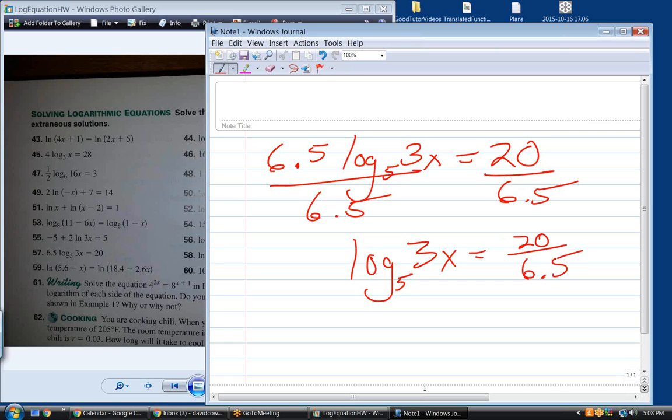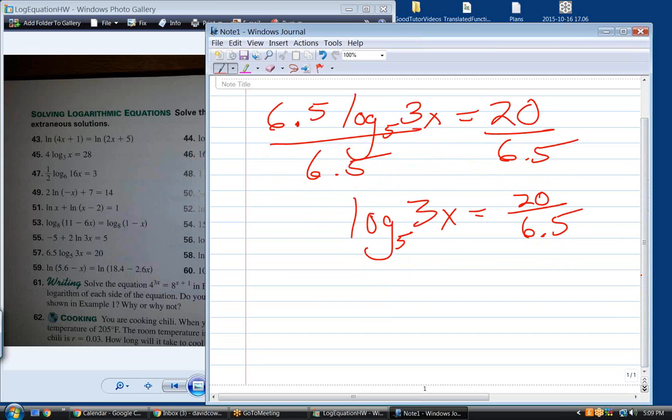What's the final step when you're trying to solve log equations? You want to get rid of the log, right? Correct. You want to get them in exponential format. What is the exponential expression this is equal to? 5 to the 20 point over 6.5 power equals 3x. Oh, yeah. Okay, so now I have to divide both sides by 3, and that's my answer.